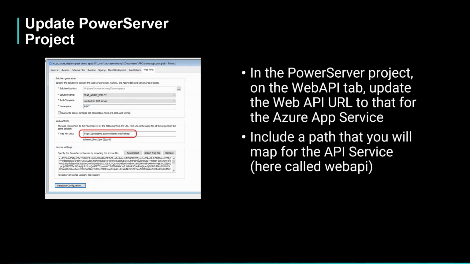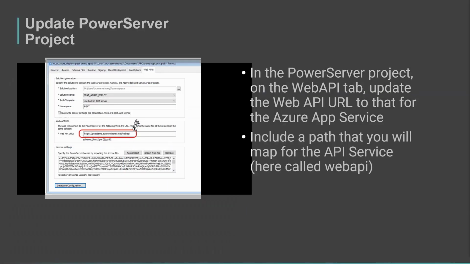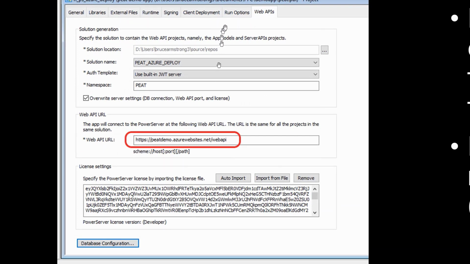Okay. The other thing we need to change, in the Web API tab, is the Web API URL. The way I'm going to deploy this is that I'm going to have the root of my app service, which is just pdemo.azurewebsites.net, and I'm going to have 3 folders underneath there. There's going to be 3 paths.